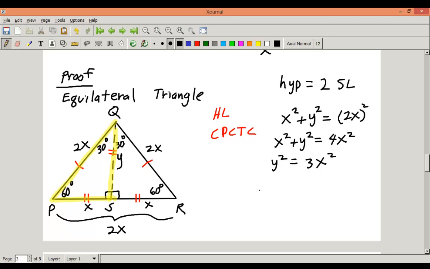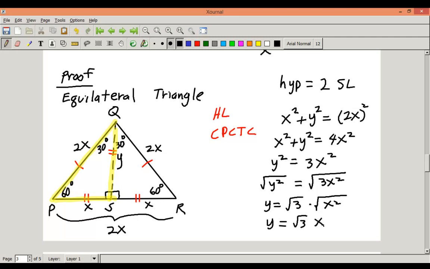Now let's take the square root of both sides. So the square root of y squared equals the square root of 3x squared. We know the left side, the square root of y squared, is just going to be y. And we can break up the right side into two separate radicals. So that's the square root of 3 times the square root of x squared. Simplify that. So y equals the square root of 3 times the square root of x squared, which of course is just going to be x.